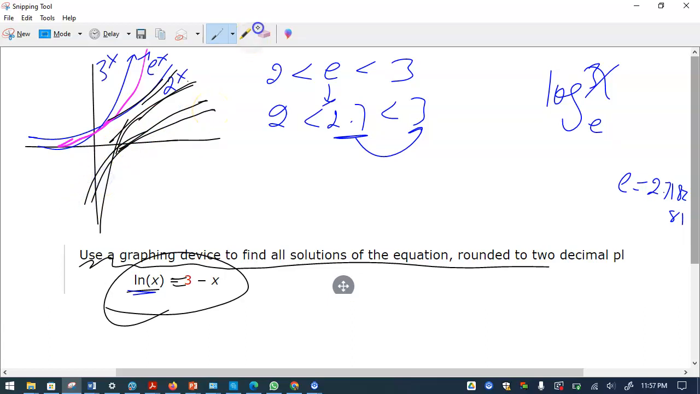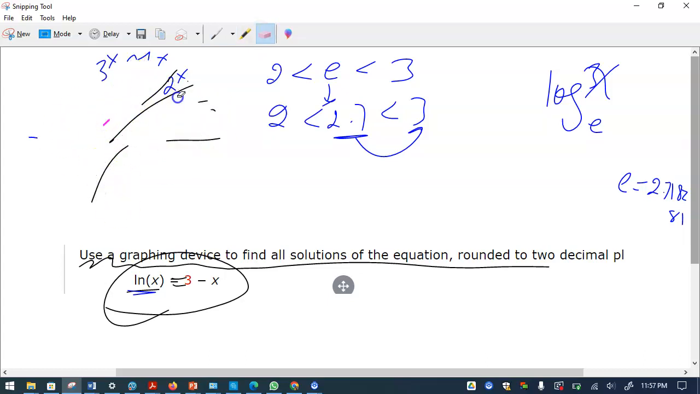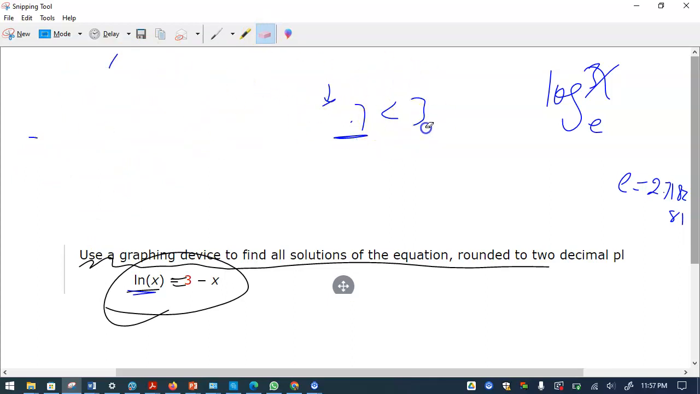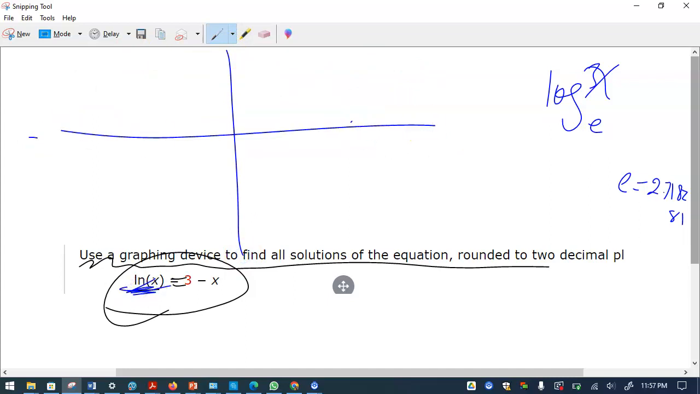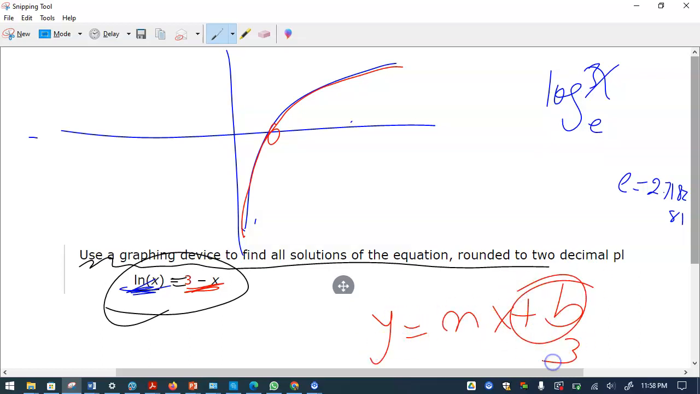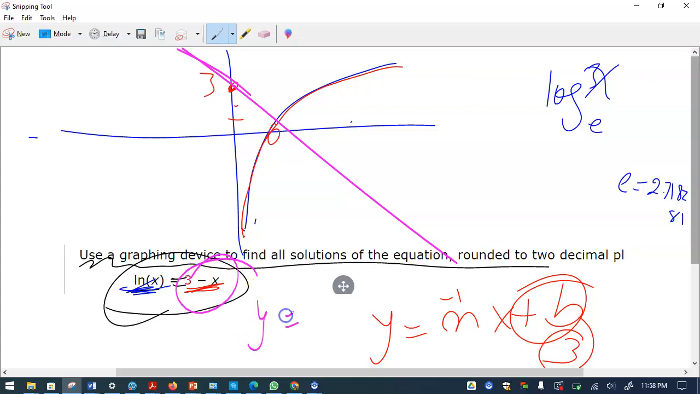So the main point I'm trying to show is that you have to graph two things on the calculator. One is you have the x-axis. That's ln of x. Let's say this is ln crossing at 1. What is 3 minus x? 3 minus x is like y equals mx plus b, where this is your 3 and this is minus 1. And it has to start with 3. 1, 2, 3. Let's say this is 3. And there's a line something like this. So this is the line y equals 3 minus x.